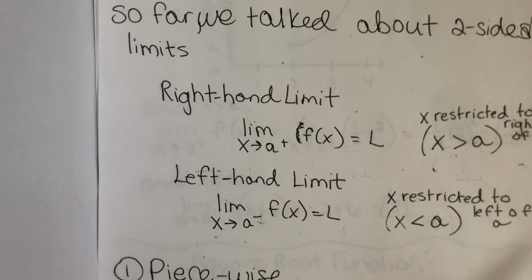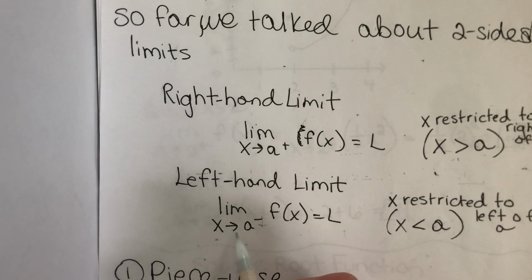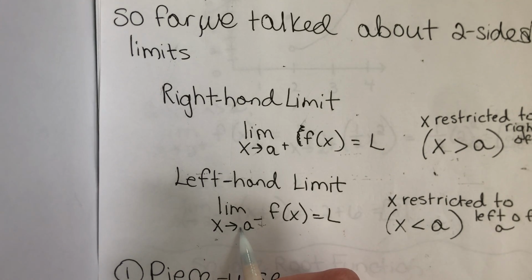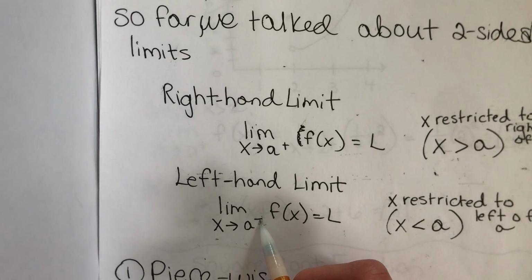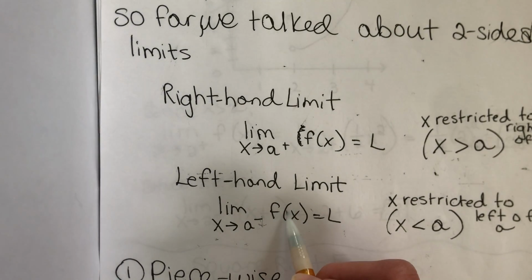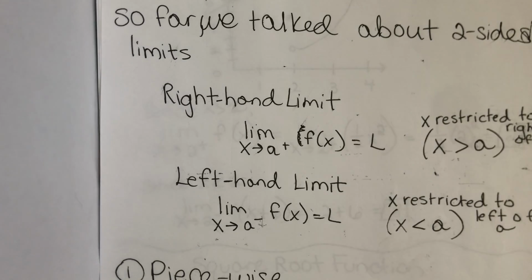And a left-handed limit would look like this. See that little minus sign on the right side of the a value? So if there's a negative in front of the a, then it's just a negative number, like -5. But if there's a negative to the right of it, that means we're looking at this graph, whatever f of x may be, and we're going to look at how it approaches, let's say 5 from the left.